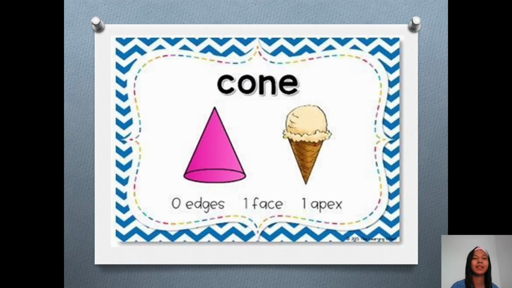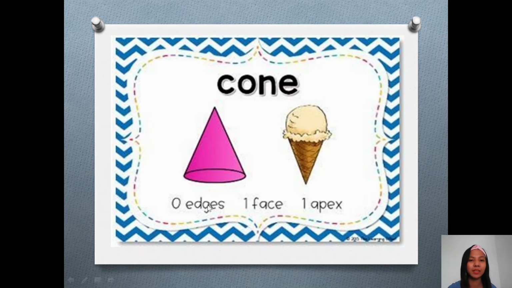All right, next we will talk about cone. So this is a cone. That's why I shared the word apex, because we can use this instead of vertex. It's an apex. In real life, it's like an ice cream cone.